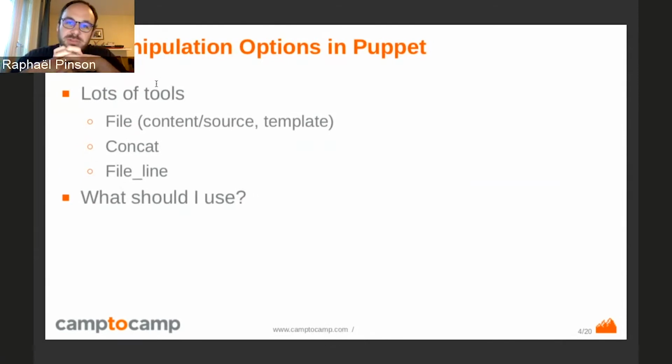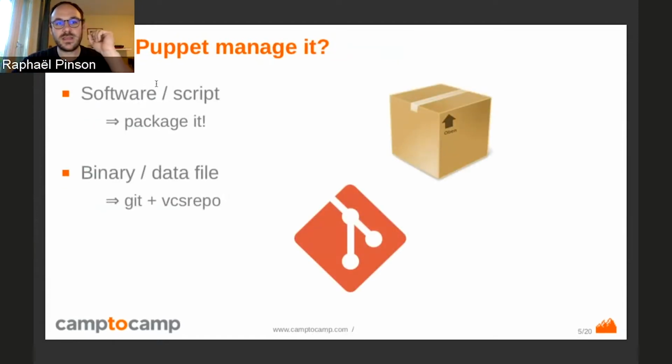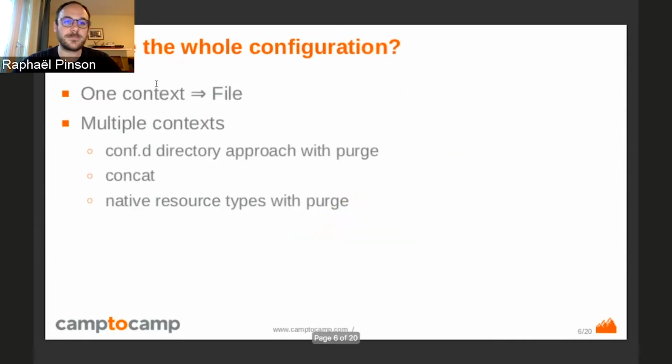There's lots of file manipulation options in Puppet. There's lots of different tools. You can use file for content or source or template. You can use concat as well if you need to put things together. You can use file_line. So what is the best approach? Should Puppet manage it? Then, if it's a software or script, maybe it should be packaged. If it's a binary or data file, then Git plus the vcsrepo type should probably be the best option.